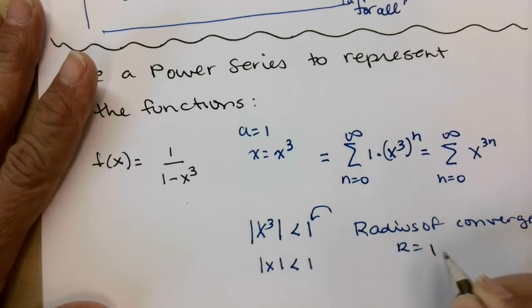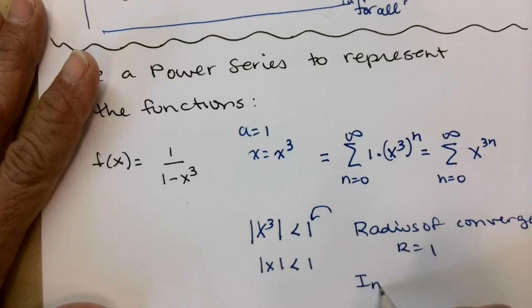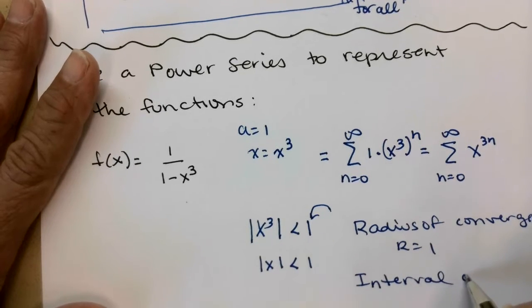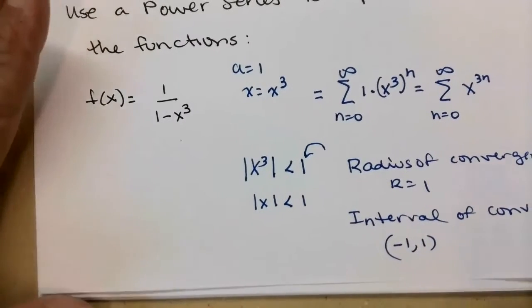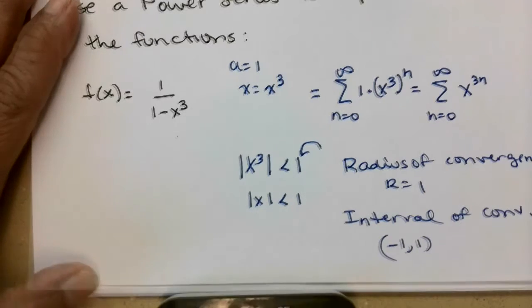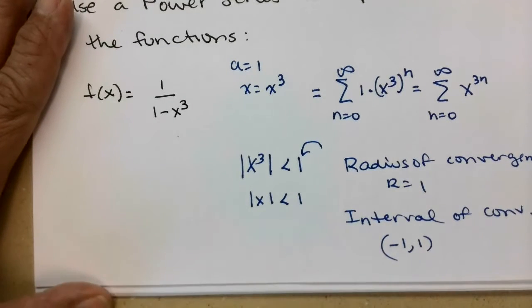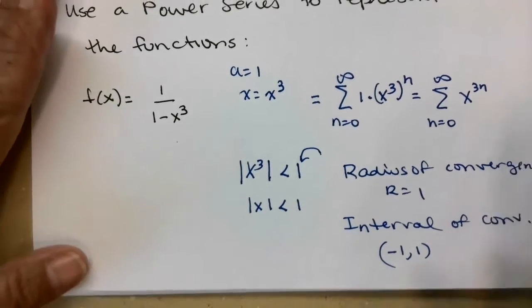Right, r equals 1, and my interval of convergence is from -1 to +1, not inclusive. Okay, so before I do the next one, I want to show you something super cool.